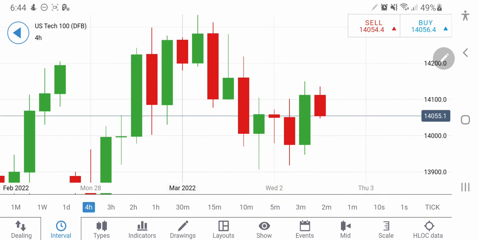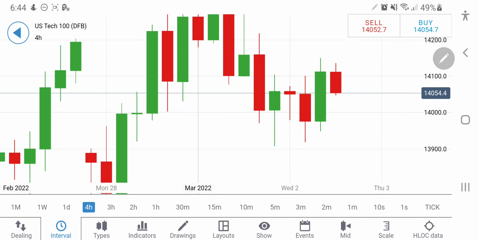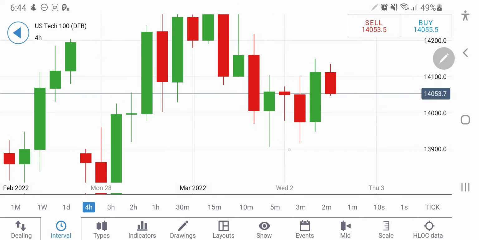On the 4-hour charts, now look at the 4-hour charts. On the 4-hour charts, higher lows here and higher highs. So this channel is pretty much evident. Now again, 14,000 levels, or rather you can say 13,980 levels. This level is going to be important for US100. If it trades below 13,980, then only I will recommend you to go short there.